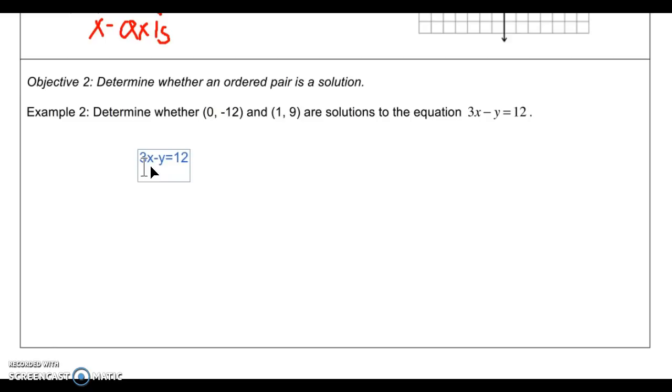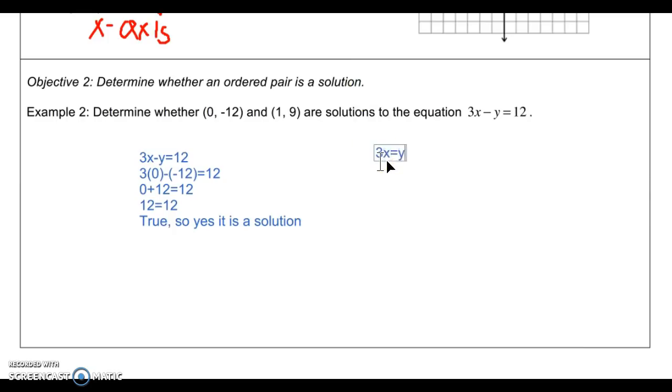So I substitute 0 for x, 3 times 0, minus, and then our y value is -12, and we want to know if that equals 12. So following order of operations, 3 times 0 is 0, minus a negative is addition, and so we end up with 12 equals 12. This is true. So yes, it is a solution. Okay. For the second ordered pair, we're going to do the same thing.